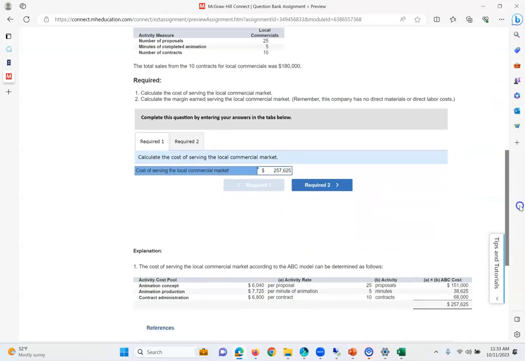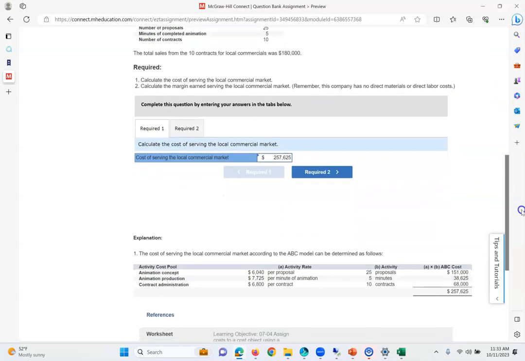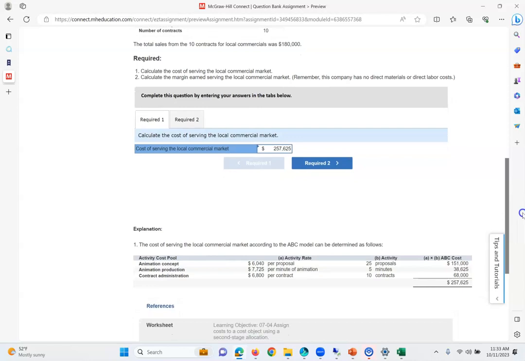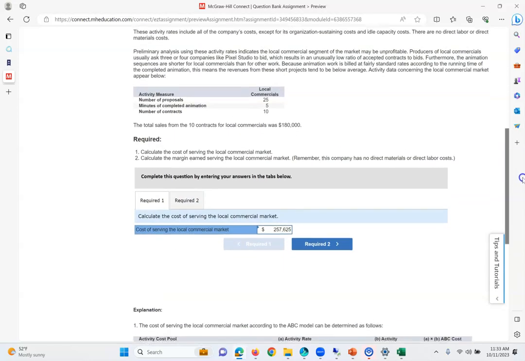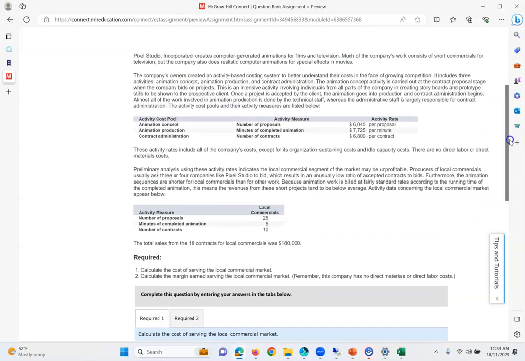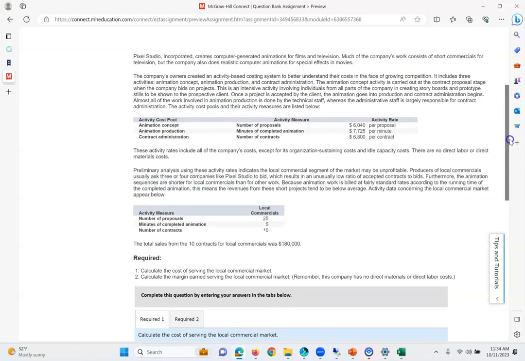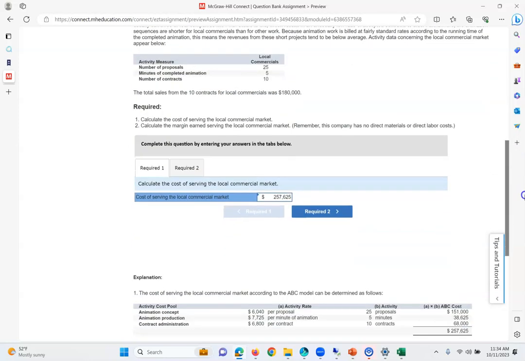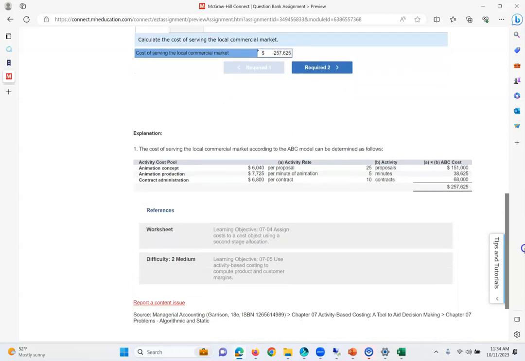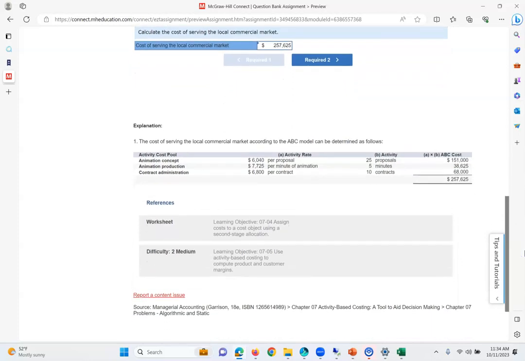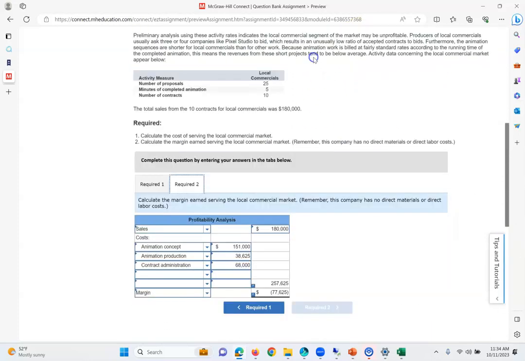And then again, on this one, cost of serving the local commercial market. We're giving various films. So I'll give you this cost of serving the local commercial market. And then part 2, the margin earned.